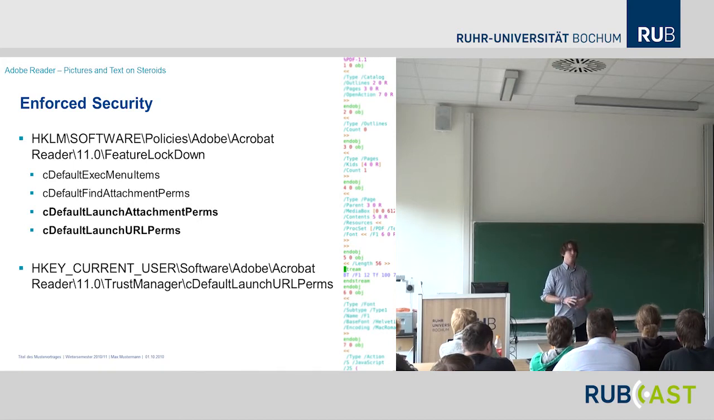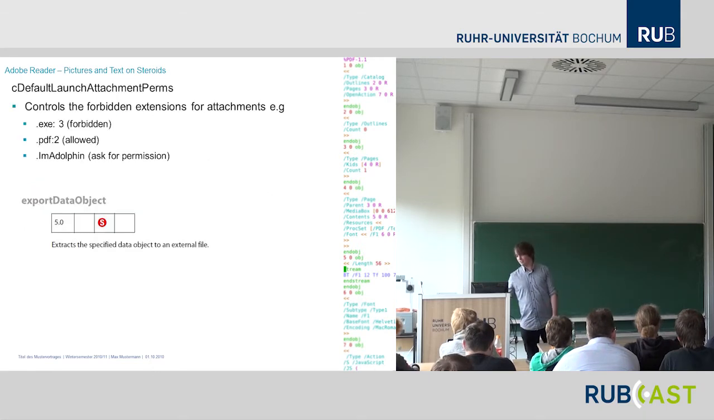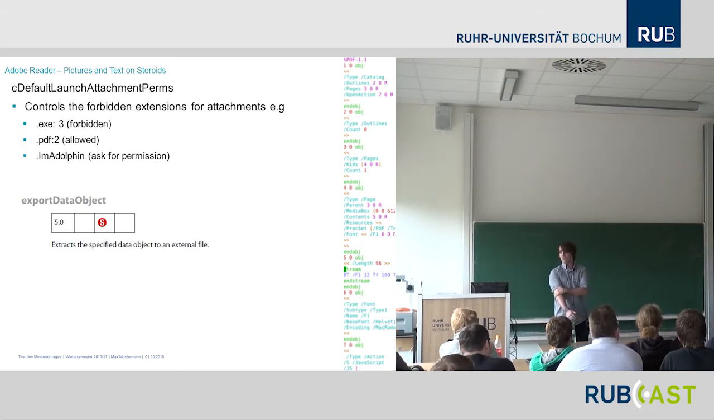There is more security stuff on the client side, but there's way too much to talk about all of this in the time I have. So I'm just mentioning the important ones. The first one, default launch attachment extensions, specifies the attachment extensions a PDF is allowed to have. So if there is a .exe attachment, a user cannot save it. If it's a PDF, he can save it. If it's something like a .dolphin file, he will get asked with a dialog, hey, this could be malicious, watch out.